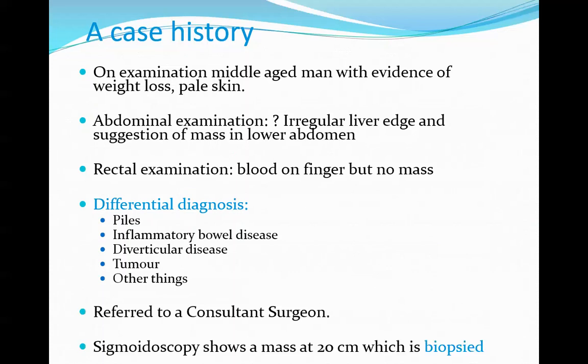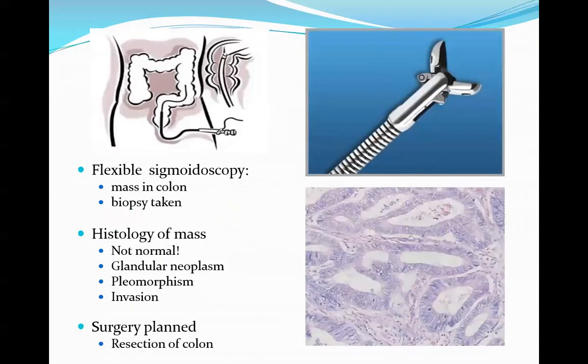Refer to the consultant. So the patient is with the general practitioner. He had examined and now he had a conclusion. He is referring that patient to the surgeon to have a better approach. So what the surgeon did: sigmoidoscopy showed a 20 centimeter mass and he biopsied, right? So this is how he did.